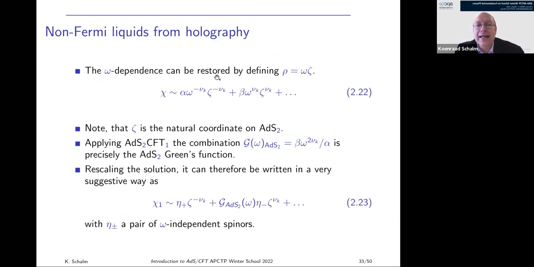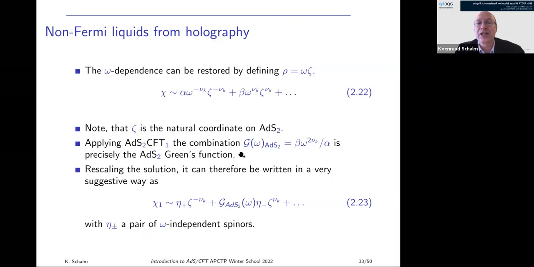And that means that I can think of this object, remember zeta is 0, is the AdS2 boundary. This is the diverging term, and this is therefore the leading term, and this is the subleading term. And now I can apply the AdS2/CFT1 holography. The combination of the subleading term divided by the leading term is what you could call the AdS2 Green's function in this system. Okay, now let me just call this ratio the AdS2 Green's function.